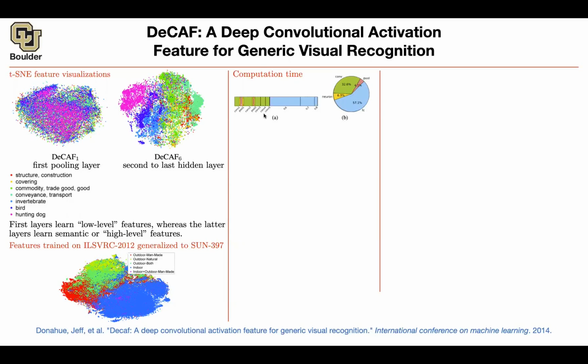But the thing is that we usually cut the network at this point, right after the convolution. And this DeCAF is the second to last hidden layer from the convolution, or maybe after the first fully connected one. That's going to help you come up with features that are less expensive.